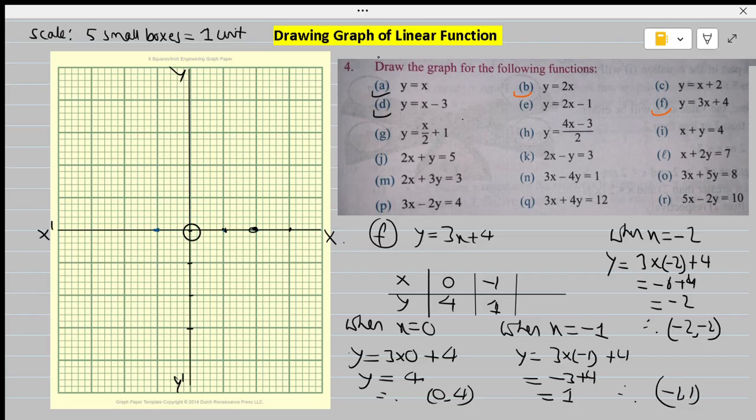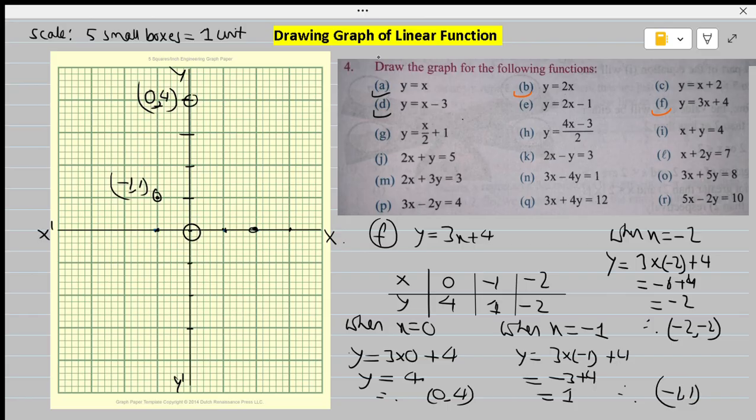So the first point is 0 comma 4, so 0 on the x-axis, and for 4 we have to count up: 1, 2, 3 and 4. So this point is going to be here, 0 comma 4. After that, another point is minus 1 comma 1. So for minus 1, on the left side of the origin on the x-axis we count minus 1, and then 1 means one step above. So this point is going to be here, minus 1 comma 1. And then next is minus 2 comma minus 2. When we kept x as minus 2, y was minus 2.